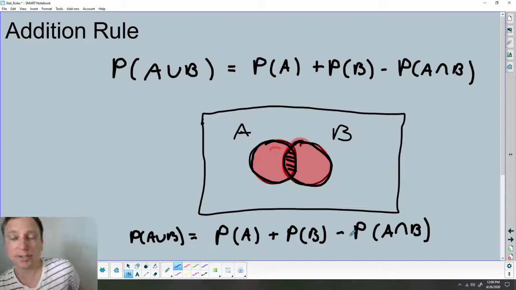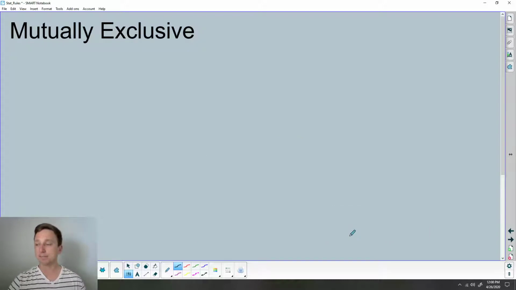This generalizes really nicely, actually, because now we can just build an equation from it. Second thing in this topic are events that are mutually exclusive.